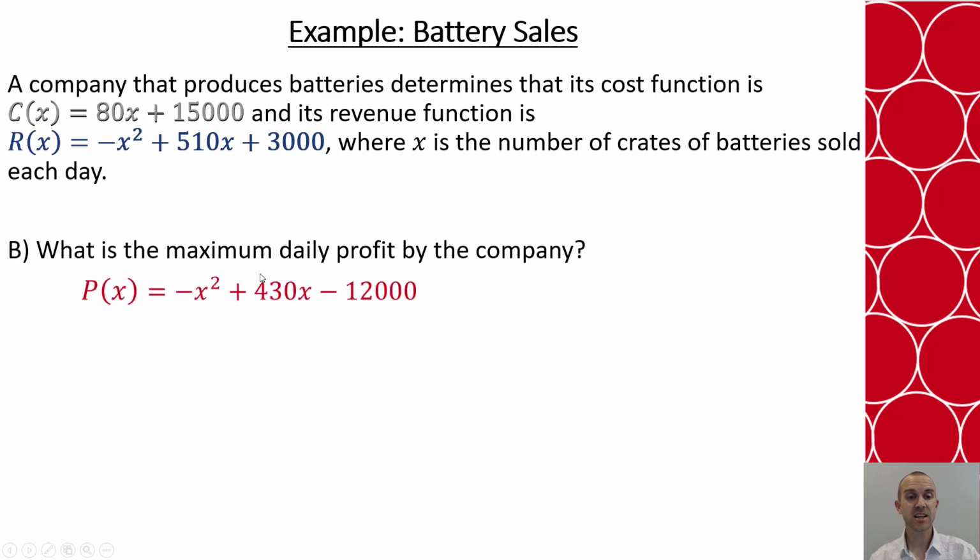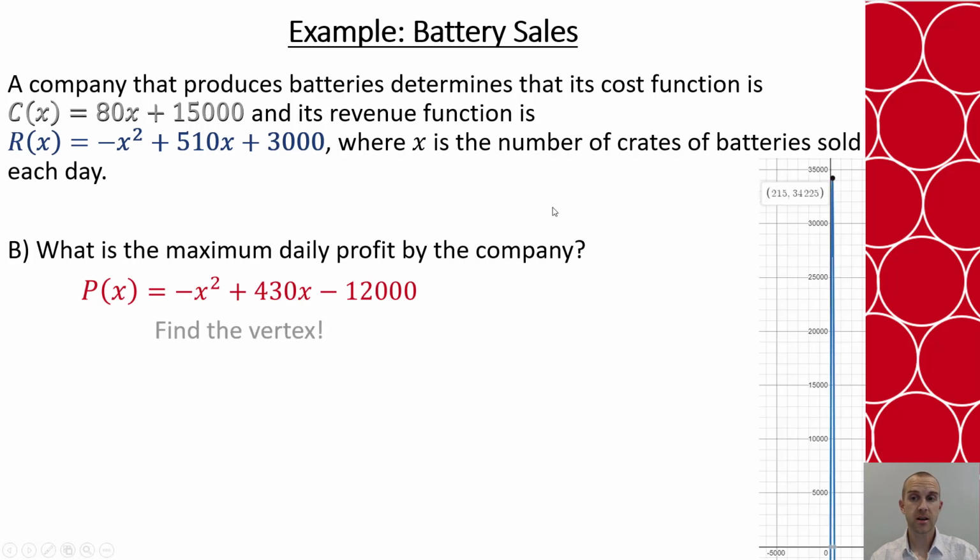That maximization of this profit equation means to look for the vertex. So I could graph it, and you can see it creates a very large graph, and I've got to zoom out quite a bit to get to where it's saying 215 crates are sold for $34,225. Now I can also do this algebraically.